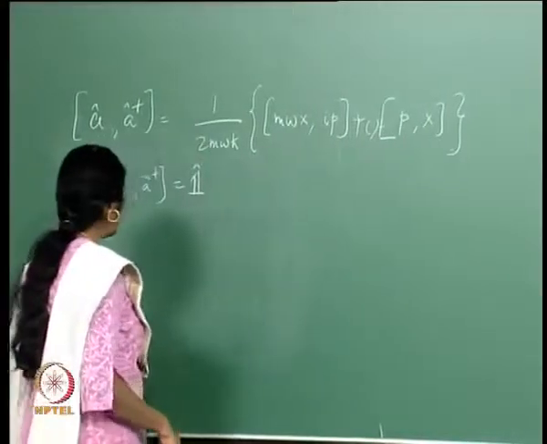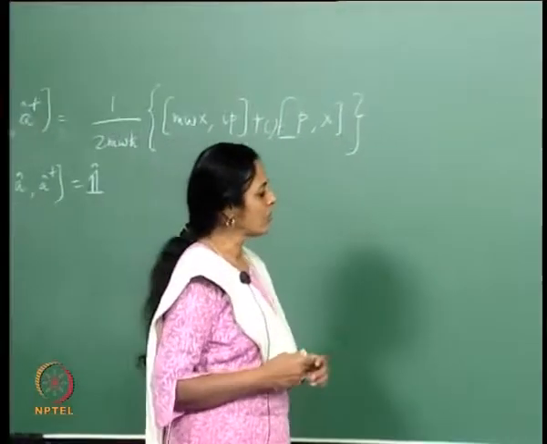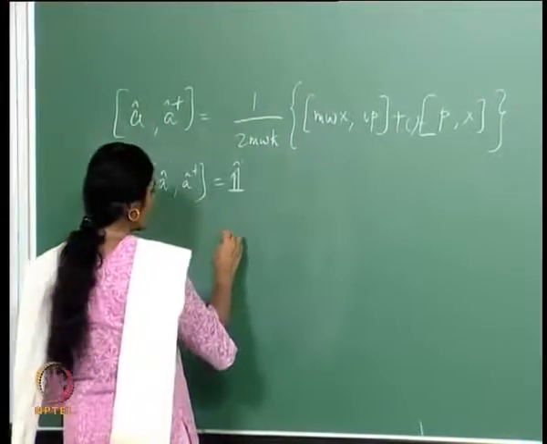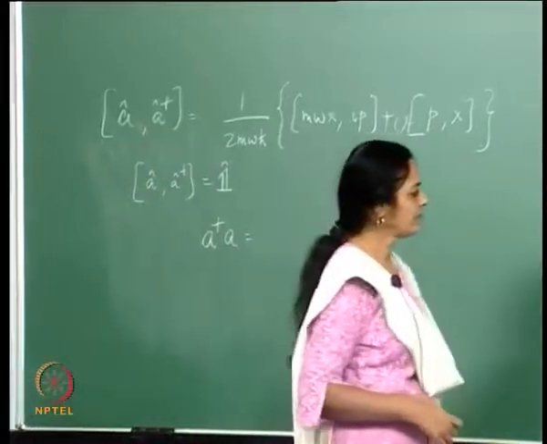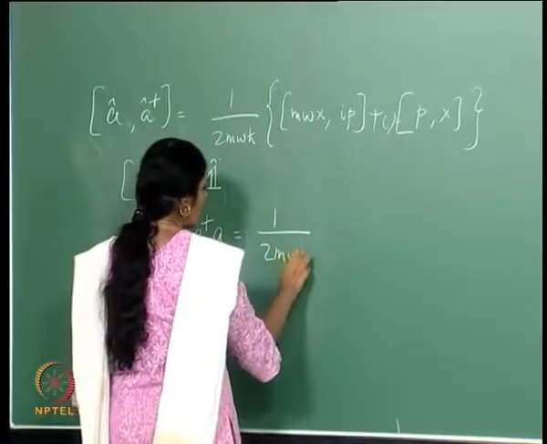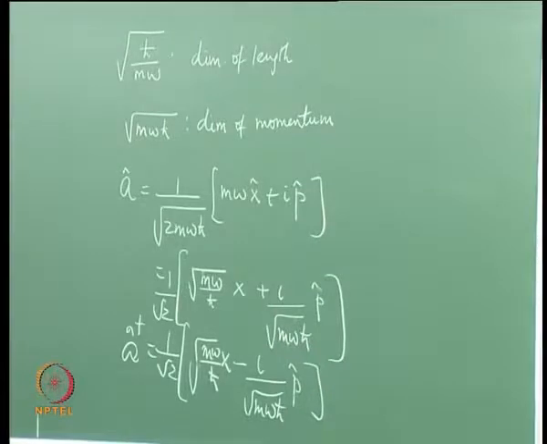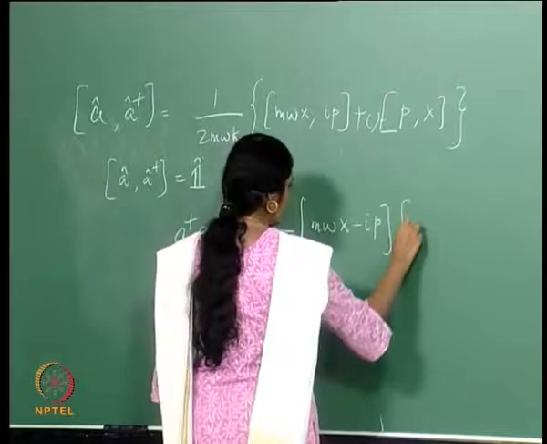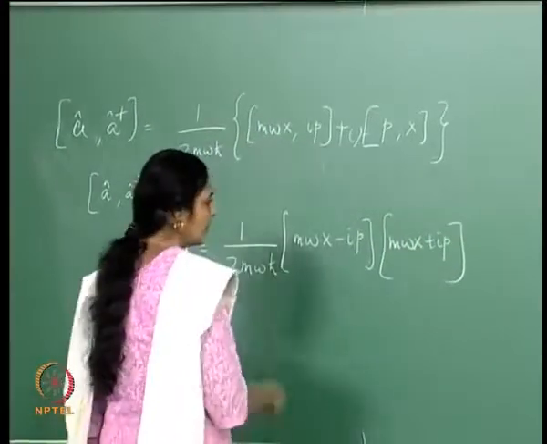Now, given this operator, we would like to recast the oscillator Hamiltonian in terms of A and A dagger. So, let us just find out what is the object A dagger A. So, A dagger A is 1 by 2 m omega h cross times, A dagger is m omega x minus i p and A is m omega x plus i p, and that is going to be A dagger A.